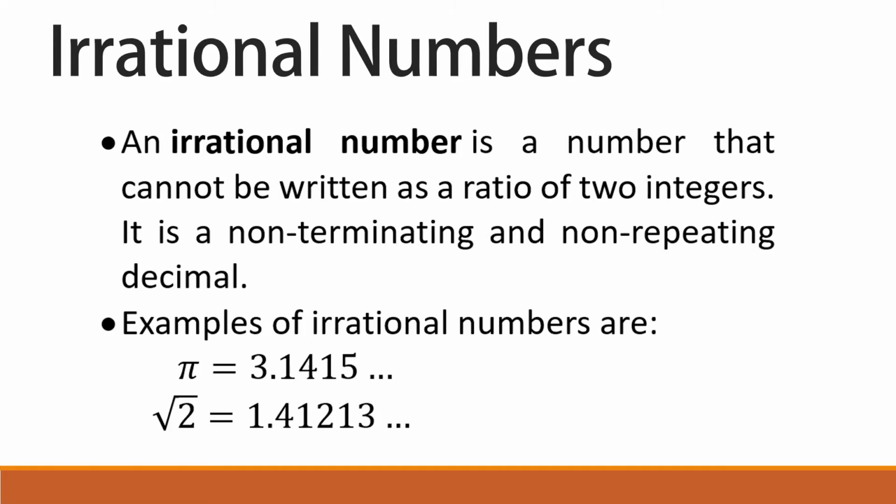3.1415, and so on. Since the value of pi is a non-terminating and non-repeating decimal, it is an irrational number. We have also the square root of 2. The value of the square root of 2 is 1.41213, and so on. This is also an example of a non-terminating and non-repeating decimal. That's why the square root of 2 is also an example of an irrational number.